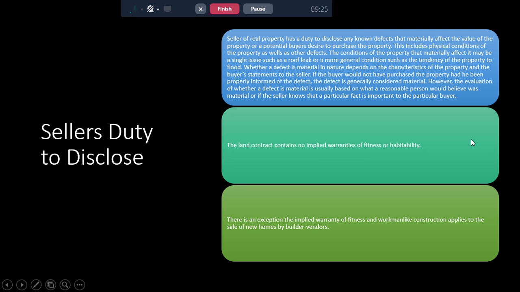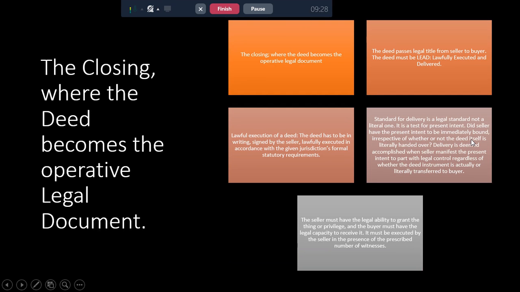Next, this is the closing. The closing, where the deed becomes the operative legal document. The deed passes legal title from seller to buyer, and the deed must be lawfully executed and delivered. The deed has to be in writing, signed by the seller, lawfully executed in accordance with the given jurisdiction's formal statutory requirement. Standard for delivery is a legal standard, not a literal one.